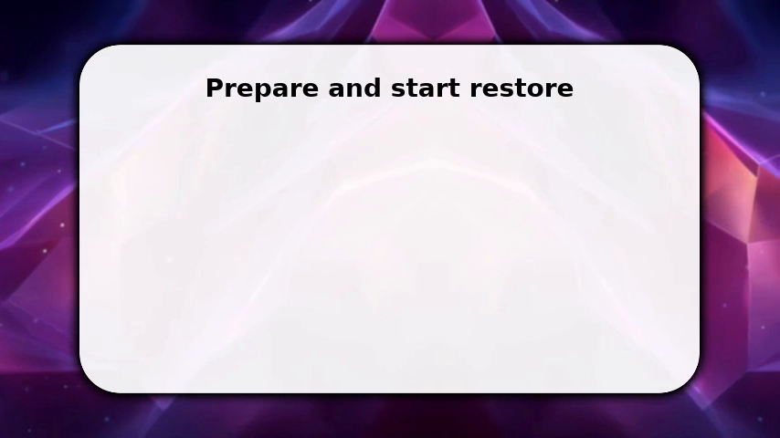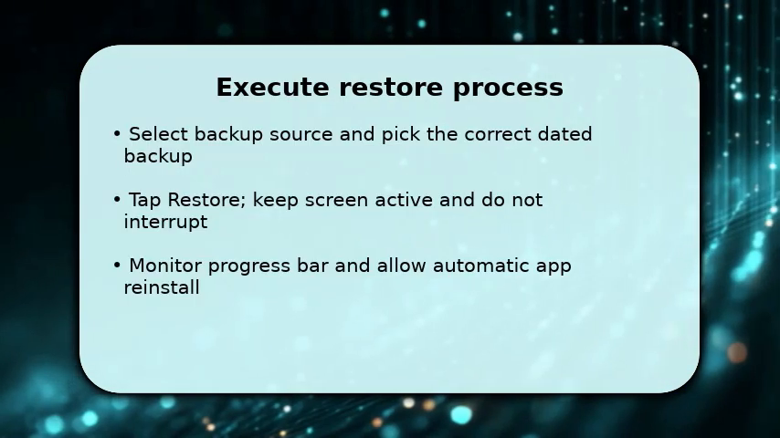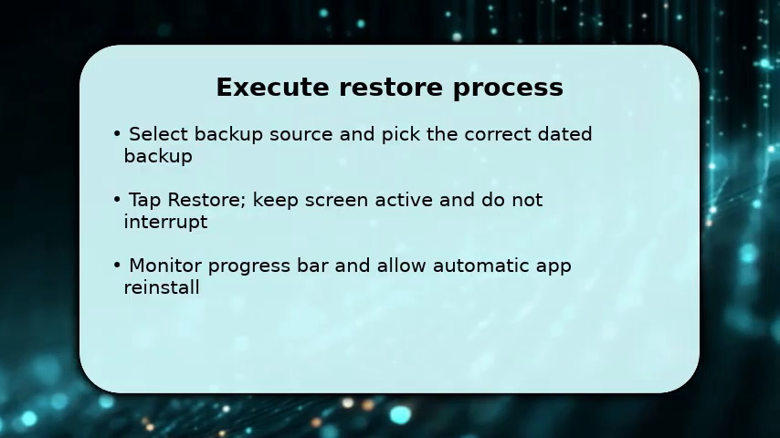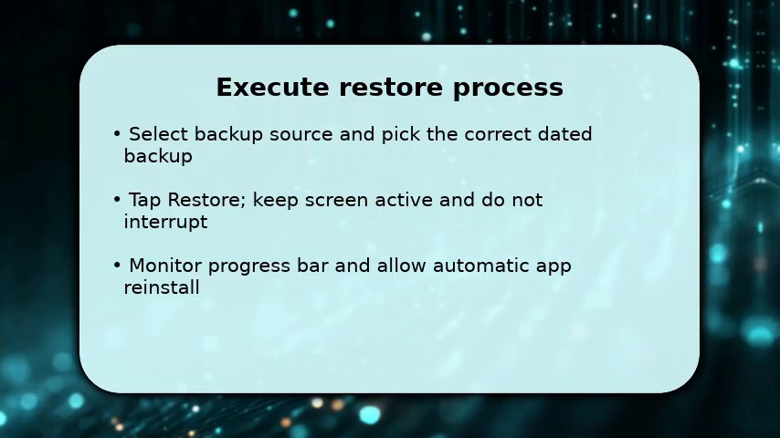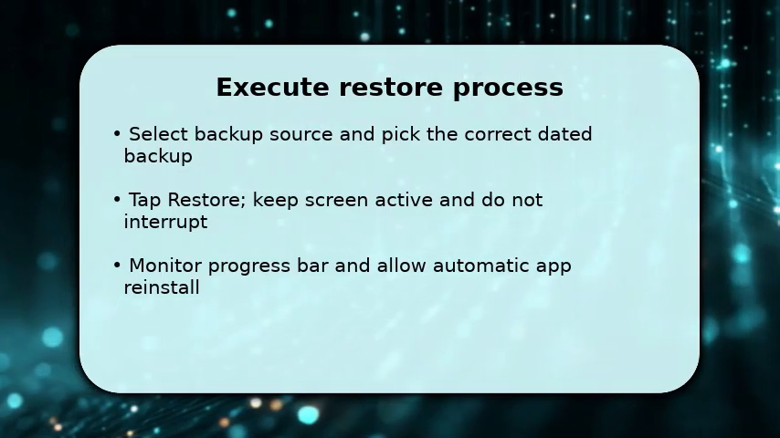Now open Settings and go straight to Backup and Restore to start the actual retrieval. You select the backup source and then pick the backup by date to avoid restoring an older configuration. After tapping Restore, let the phone run. Interrupts like rebooting or killing the settings app can corrupt the restore.